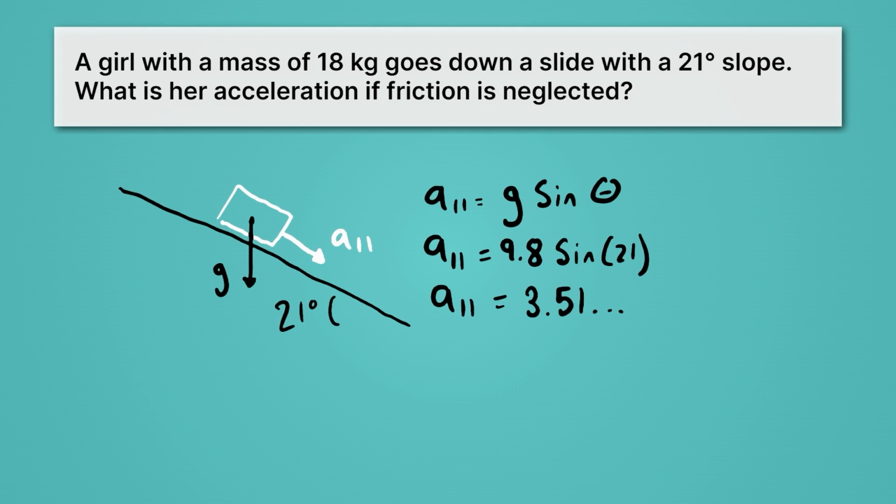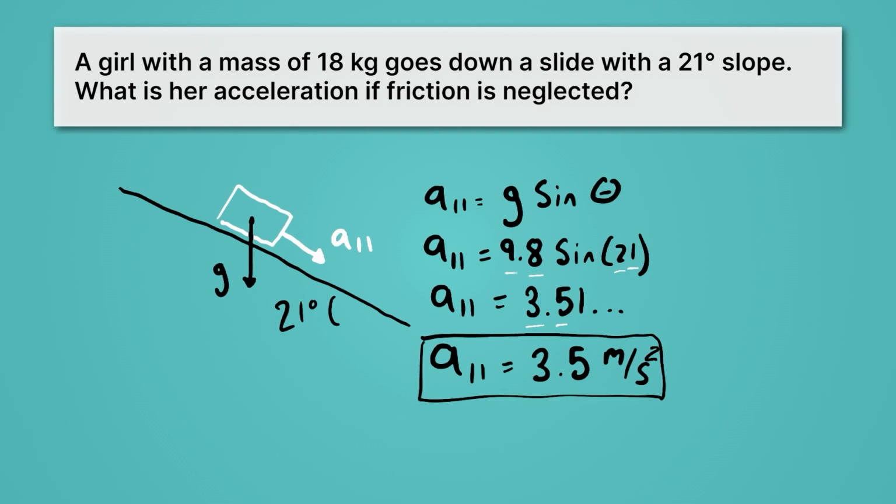We need to round to 2 sig figs because the 9.8 has 2 sig figs and the 21 has 2 sig figs. So 2 sig figs here would be the 3 and the 5. So we'll round our parallel acceleration to 3.5 meters per second squared. And that's the parallel acceleration. That's the acceleration of the girl down the slide if we neglect friction.